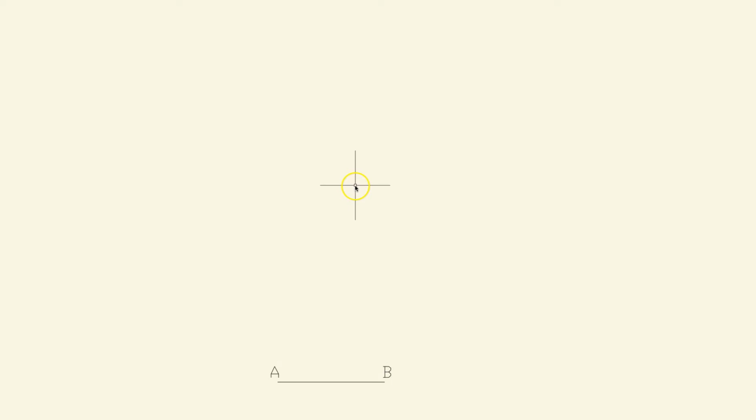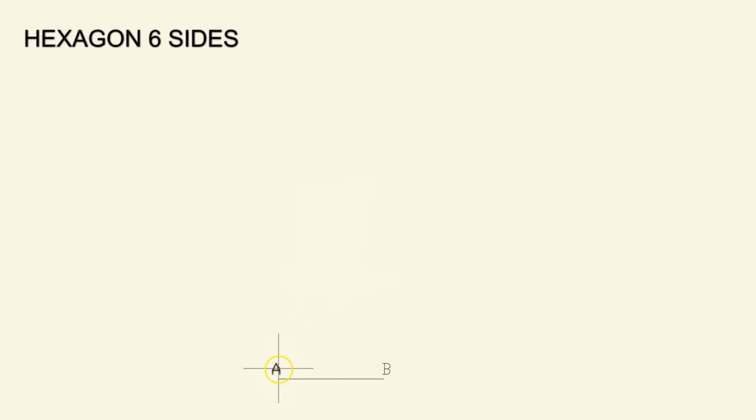Okay, this is how to construct a hexagon. So you'll be asked to construct a hexagon with side length AB, and they'll just show you a line and it'll have AB written beside it.